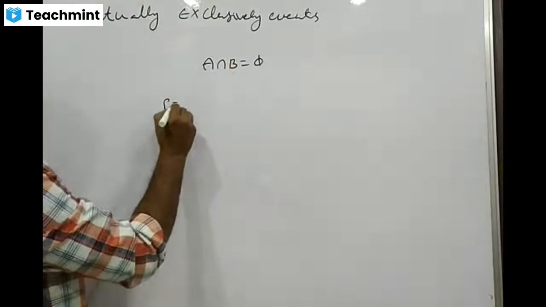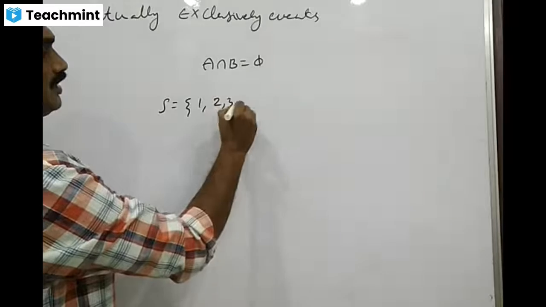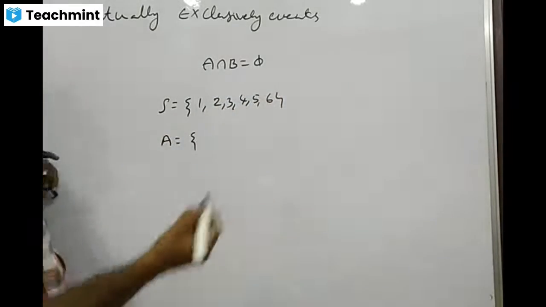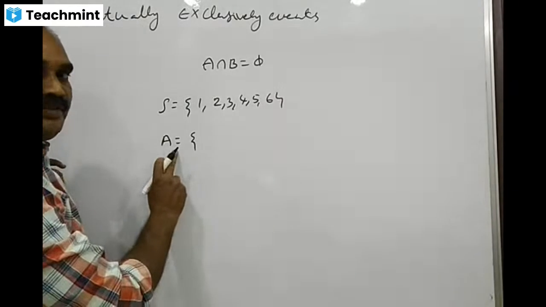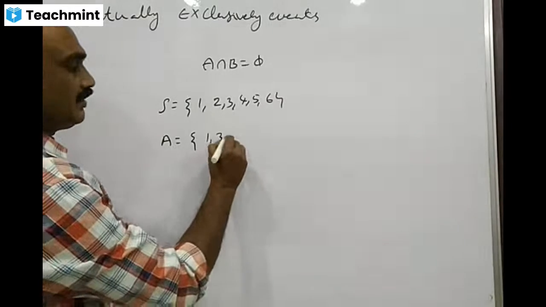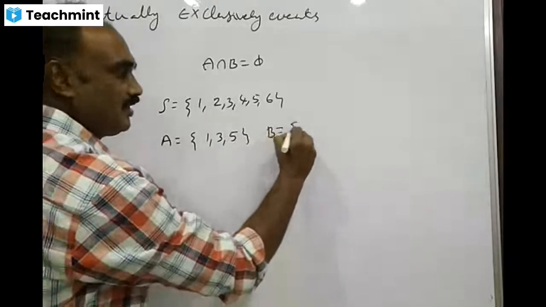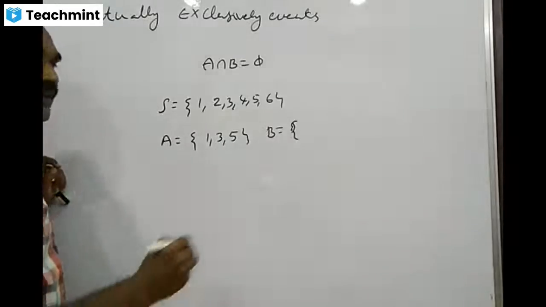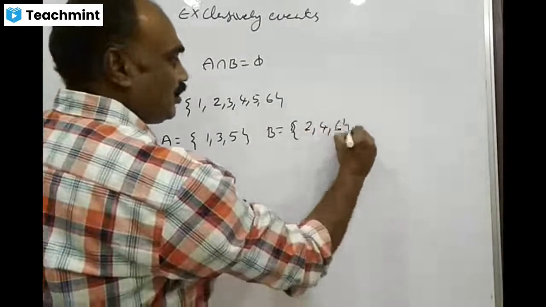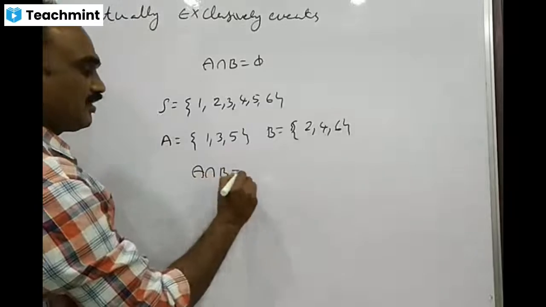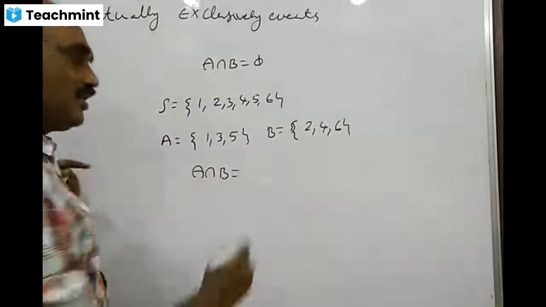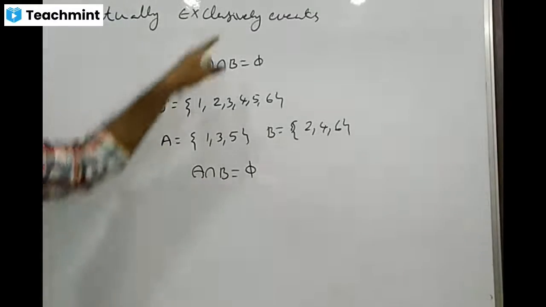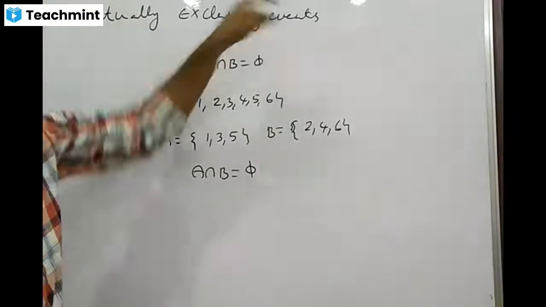Suppose, for example, when a die is rolled, S is equal to 1, 2, 3, 4, 5, 6. Friends, A is the event of getting an odd number of points: 1, 3, 5. Next, B is the event of getting an even number of points: 2, 4, 6. Here A and B have no common elements, so A intersection B is equal to φ. Then A and B are mutually exclusive events or disjoint events.